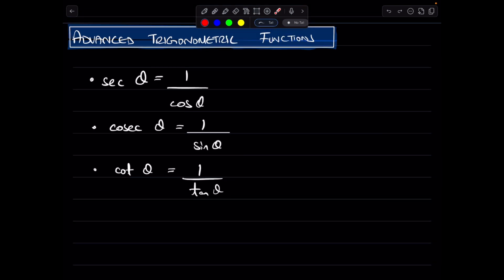Alright. So then moving on, sec theta is 1 over cos theta. Thus, it's going to be 1 over adjacent over hypotenuse, which is going to be hypotenuse over adjacent. Or let's call this the base. And then we have 1 over sine theta is cosec theta. So it's 1 over opposite over hypotenuse, which gives us hypotenuse over the opposite. Let's call this the perpendicular.